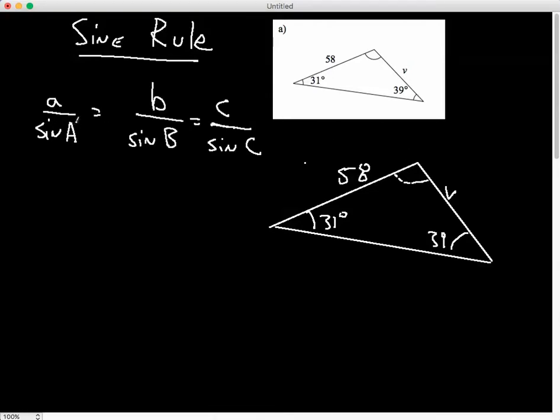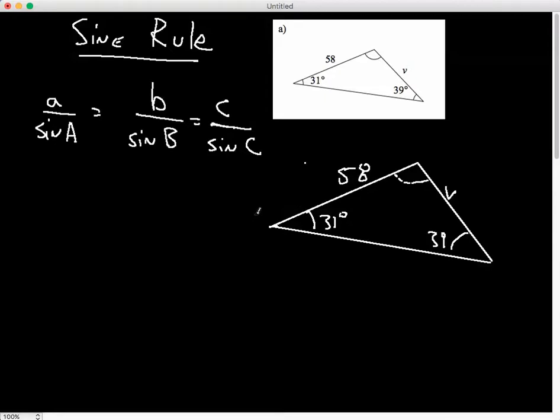So the sine rule has this formula: small a over sine of an angle A equals small b over sine of an angle B is equal to small c over sine of an angle C. Notice in this drawing I have a letter V. There's no A, B, or C. So this is for you to figure out and to design your triangle the way you want to, with whichever letter you feel that you need to.